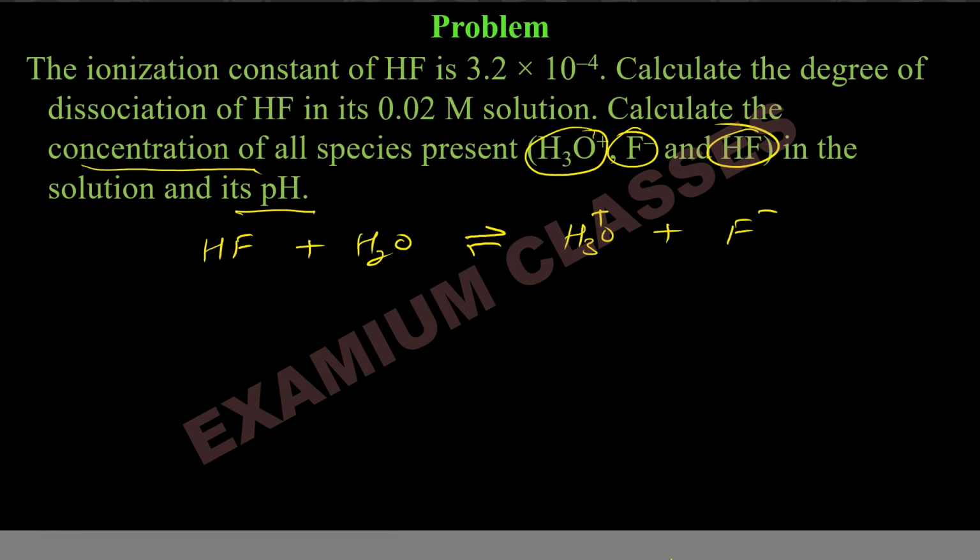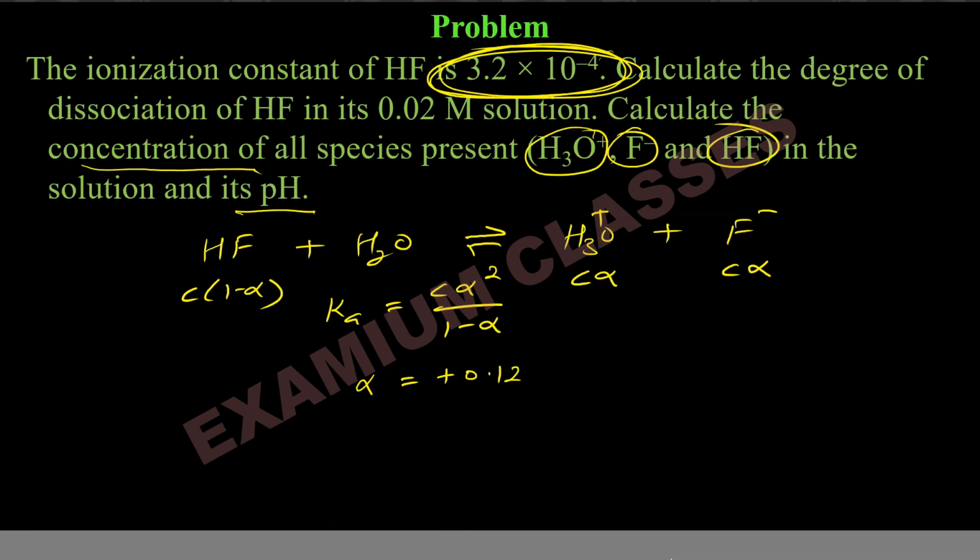The C is given 0.02, substituted that value, we got alpha. Quadratic equation we solved, 0.12, and then we substituted that value here. This will be C alpha, this will be C alpha, HF will be C into 1 minus alpha at equilibrium. So you should remember, for monobasic acid we will be using it again and again. For monobasic acid, equilibrium concentration of acid will be C into 1 minus alpha, hydronium ion will be C alpha, and anion concentration will also be C alpha, in the case where we have neglected the dissociation of water, meaning the hydronium ion due to water.